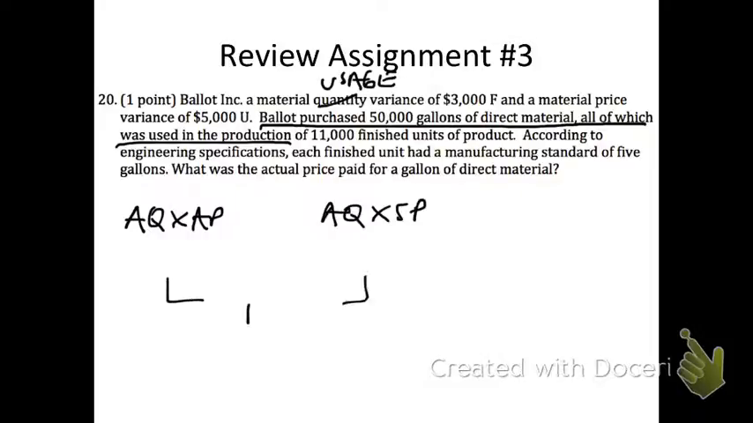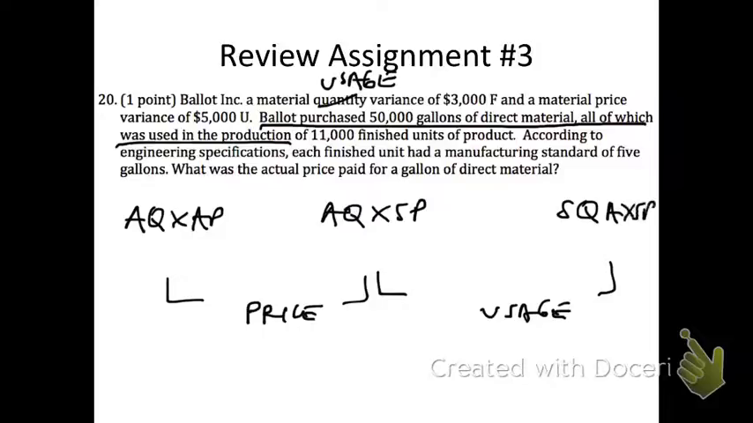That's going to be my price variance. But since the actual quantity purchased and actual quantity used are the same, then I'm going to use the same predicted number in determining my usage variance. So standard quantity allowed times standard price. So now I start putting in everything I do know. I know that my usage variance is 3,000 favorable. I know my price variance is 5,000 unfavorable.